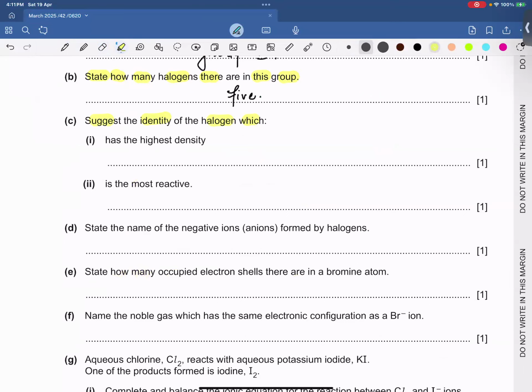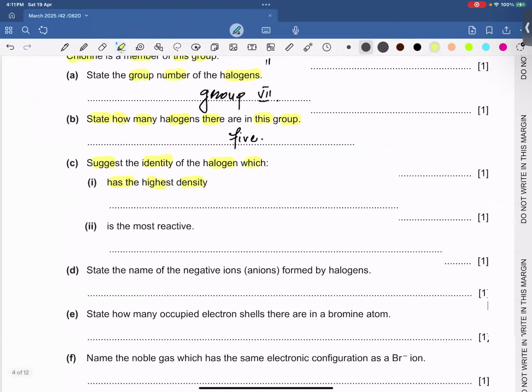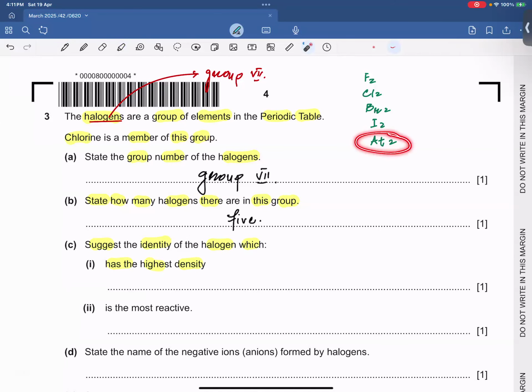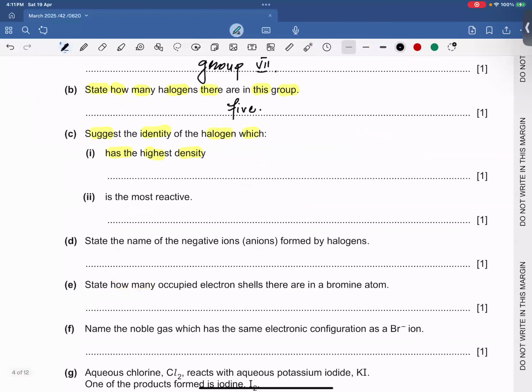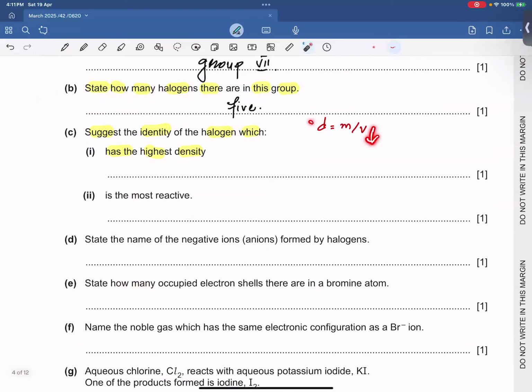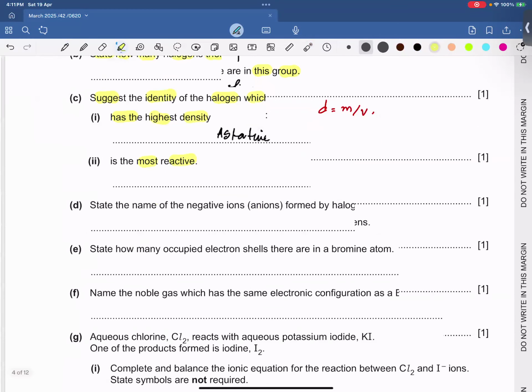Suggest the identity of the halogen which has the highest density. So higher the Mr, higher the density. So astatine has the highest density because its Mr is the highest. See, density is always equal to mass per unit volume. So if mass is higher, density is also higher. If volume is lower, density becomes higher, right? Since halogen has a higher molecular mass, its density is also higher. I hope it makes sense to you. Fluorine is the most reactive.